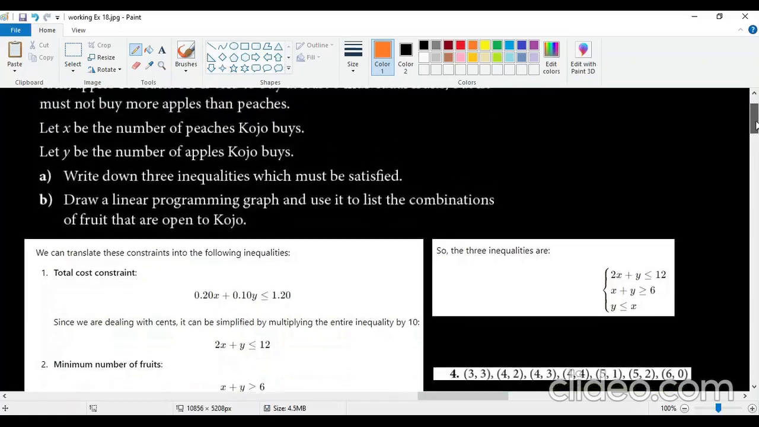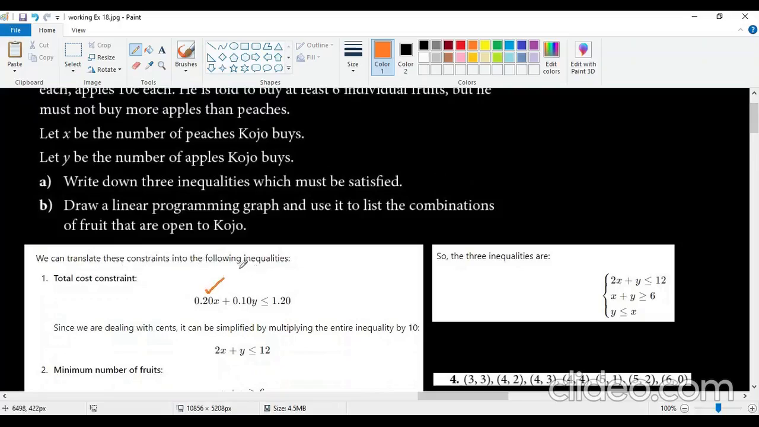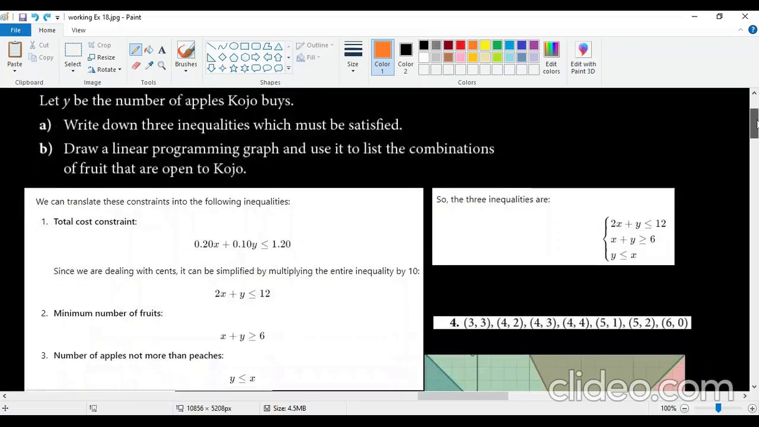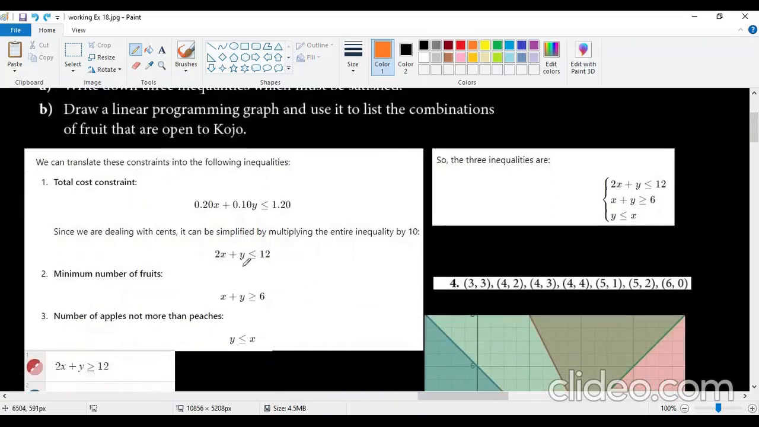The prices are 0.20 and 0.10, or you can say 10 cents. Why are we writing 0.20? Because every cent is a hundredth part of a pound. So 20 divided by 100 is going to give you 0.20, and 0.10. Now, this is the constraint, and the price should not be more than 1.2. So this is the first constraint, the total cost. Get it? Now, when it comes to the minimum number of fruits, you should have 2 times x plus y less than or equal to 12.